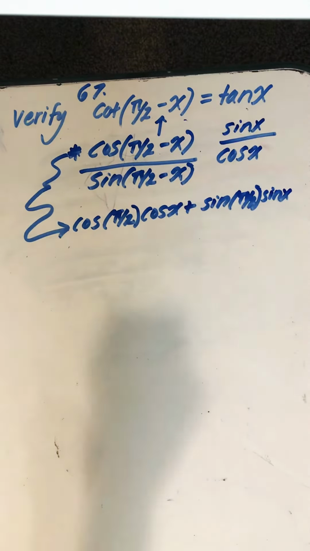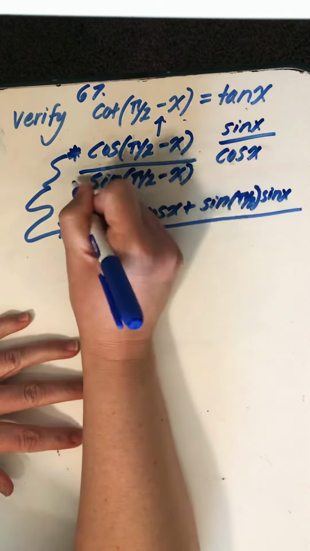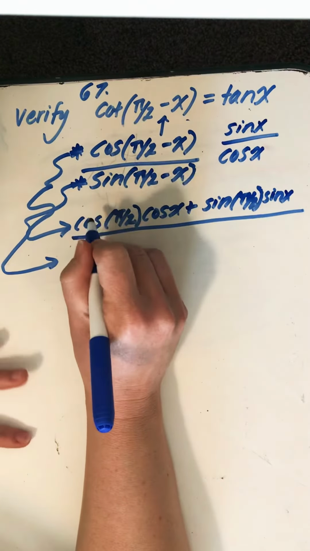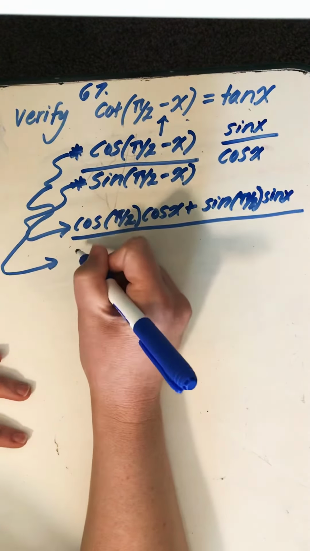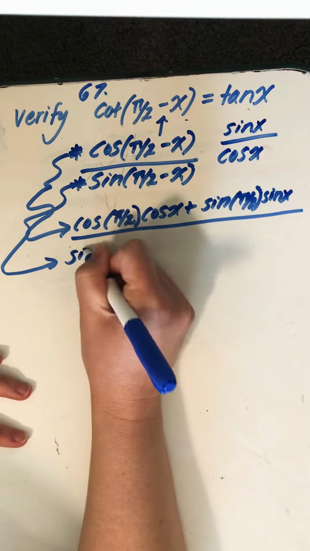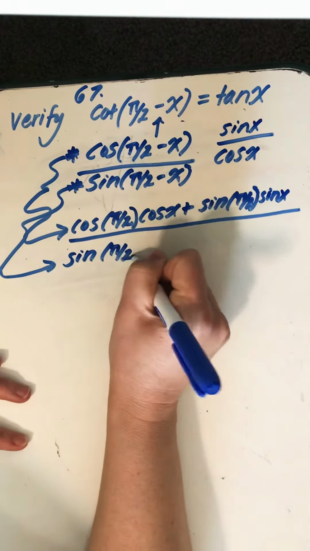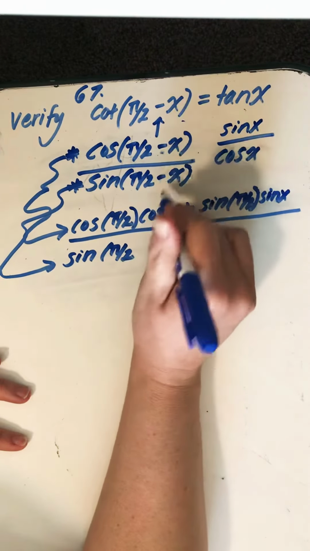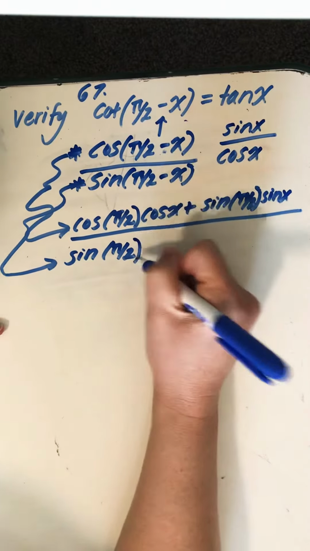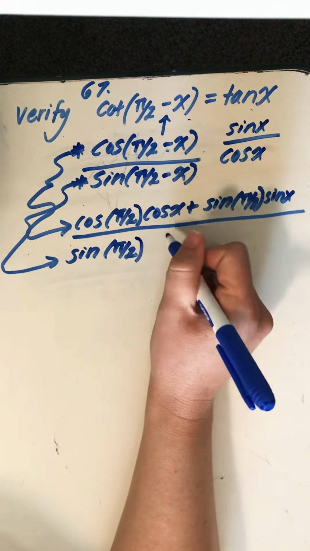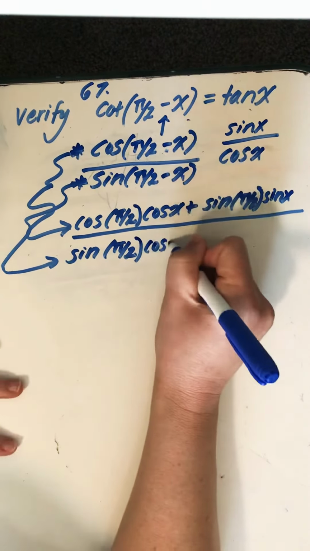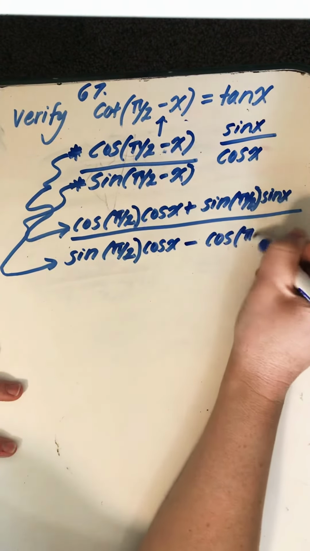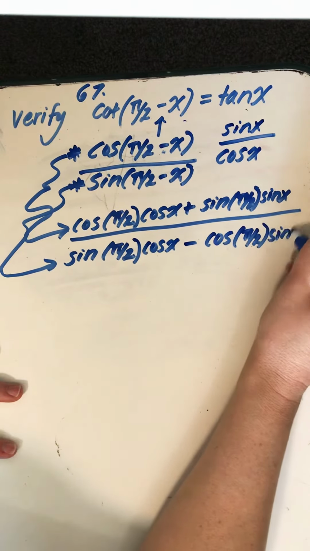Then on the bottom, if we have our sum and difference formula for sine, looking at your sum and difference formulas, it goes sine, cosine, cosine, sine. So this would be sine of pi halves. Remember with cosine, the sign is opposite, and with sine, the sign stays the same. We talked about that in the video. It's something you have to memorize, so keep that in mind. Then minus cosine of pi halves sine of x.